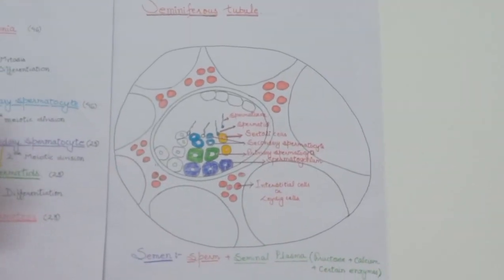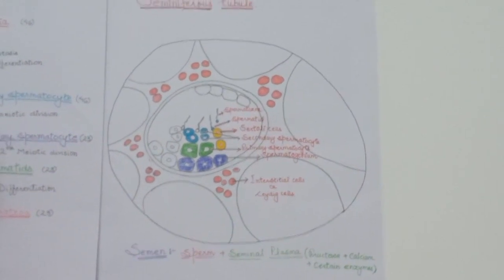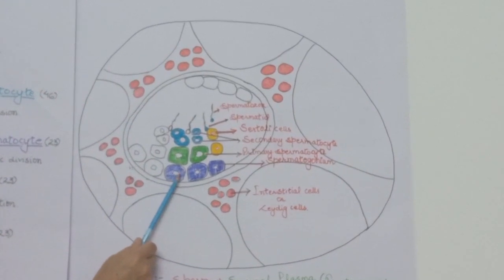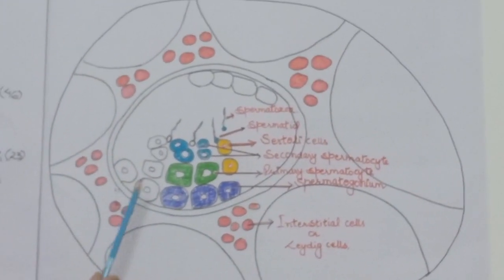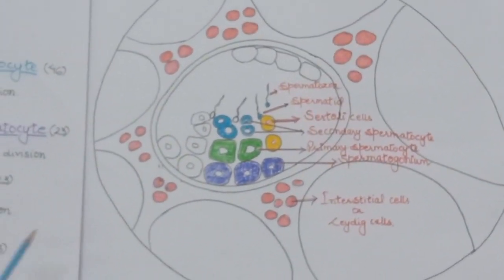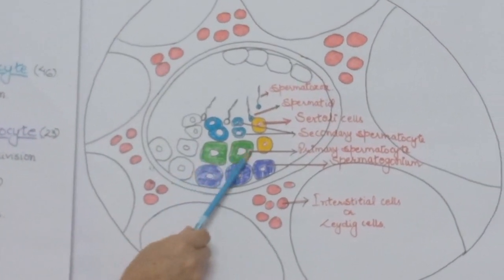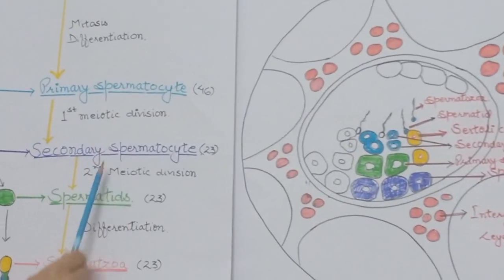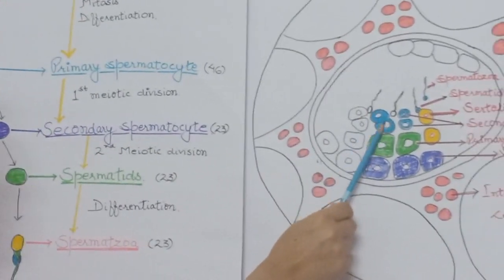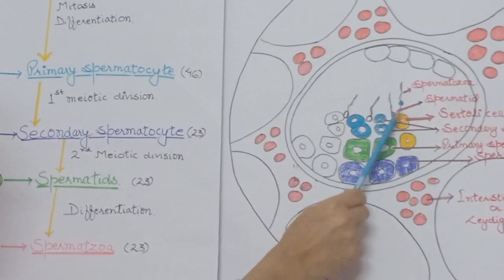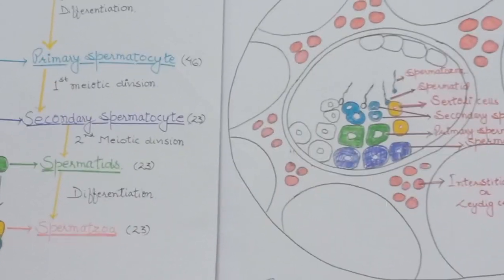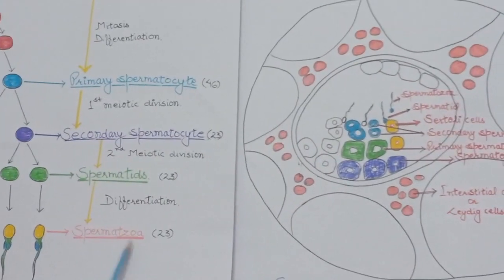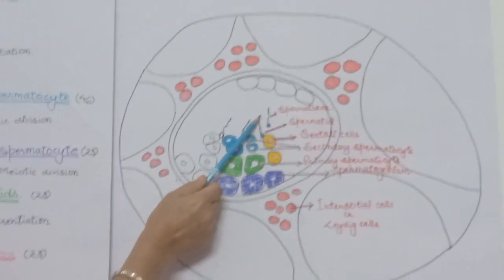Now once again have a look at the seminiferous tubules. The inner lining of the seminiferous tubules has the germ cells known as spermatogonia. Now these spermatogonia undergo meiotic division and form 2 primary spermatocytes. The primary spermatocytes again undergo second meiotic division and form these 4 cells. These cells are known as spermatids. Now these spermatids undergo differentiation and get transformed into spermatozoa. Now these are the spermatozoa.